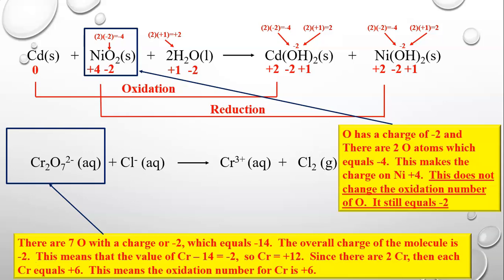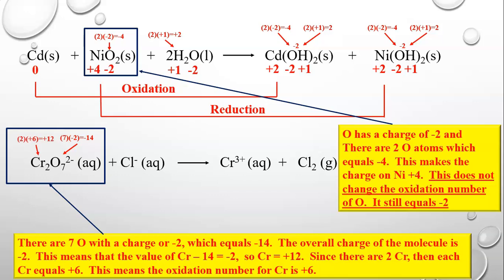Okay, now we have another complicated little molecule ion here. So let's read this. There are 7 oxygen with a charge of 2-, which equals -14. Negative 2 for oxygen. Oxygen is always negative 2, and you have 7 of them, gives you negative 14. The overall charge on the molecule is negative 2.